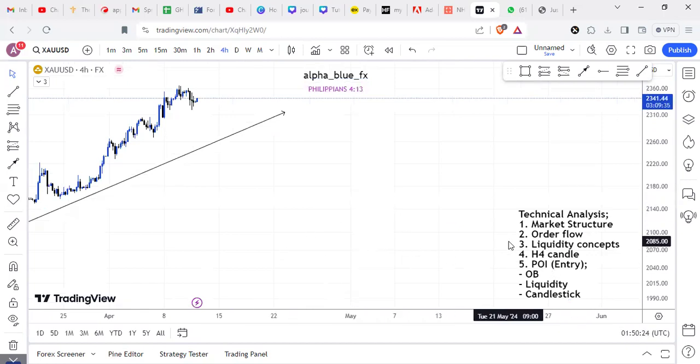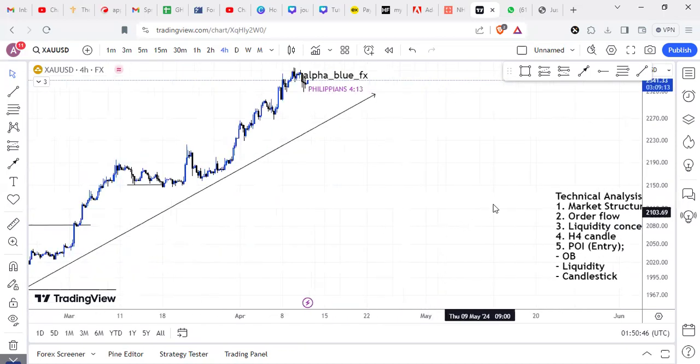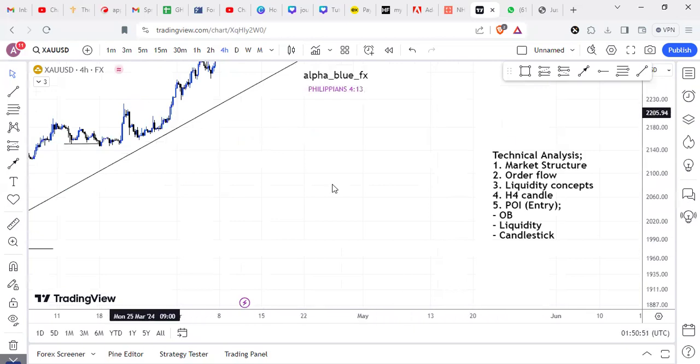Then point of interest. Point of interest is where you will be looking to take your entry on this strategy, right? Point of interest will be an OB, order block, or a liquidity sweep on the lower time frame, or a candlestick pattern that printed on the lower time frame that you're going to use as where you should take your entry with this strategy. So that is what the POI means. So this strategy, I call it the sweep, the shift, and then entry strategy. Let me type it right here. Let me show you what this strategy is all about.